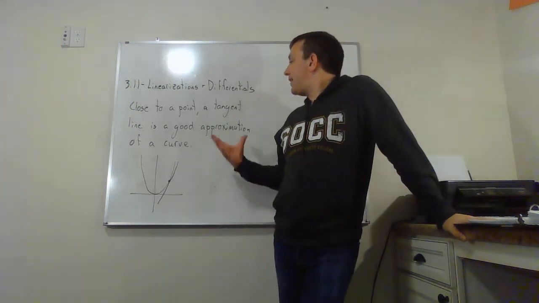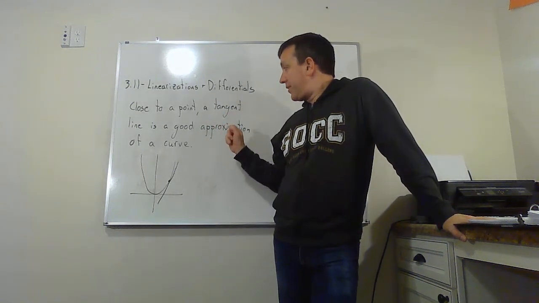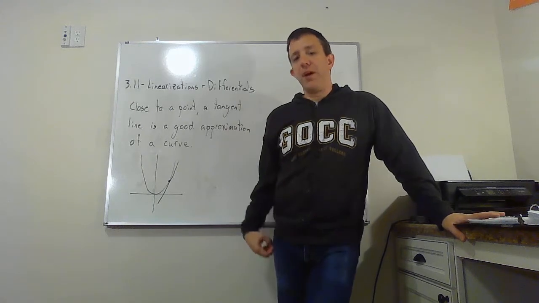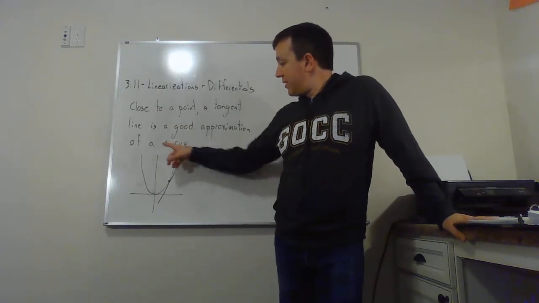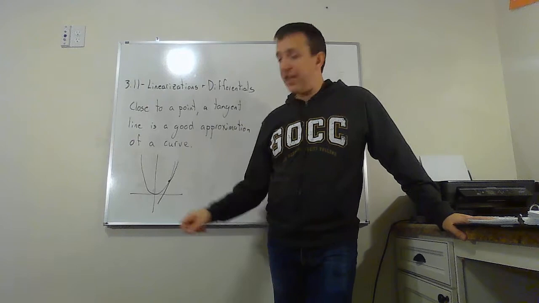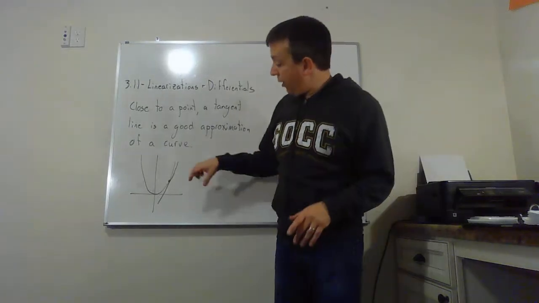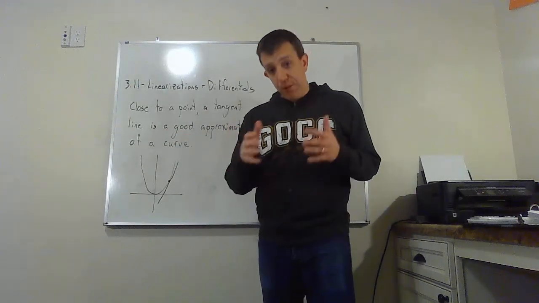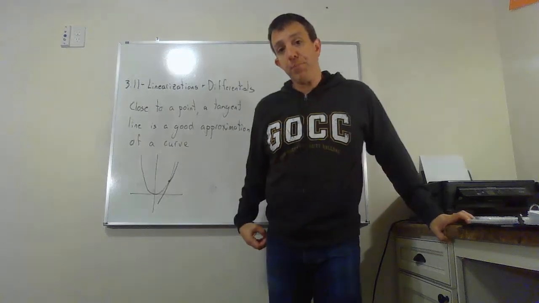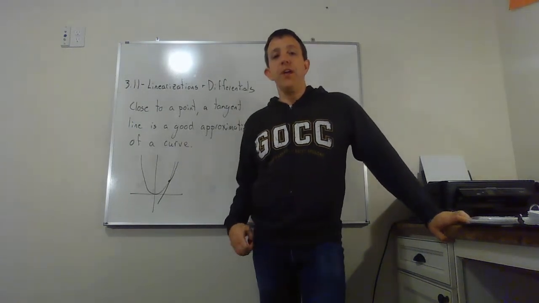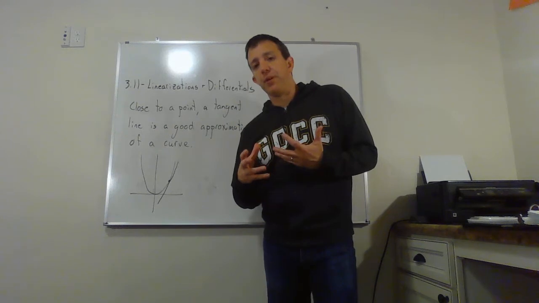All right, so the idea here is that close to a point, a tangent line is a really good approximation of a curve. So you can see I sketched a parabola, we have a point, and I have a tangent line. The closer we are to the point, the closer my tangent line is to this parabola. And so that's really the idea we're going to be working with here.